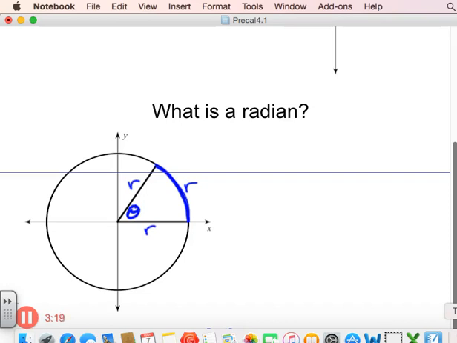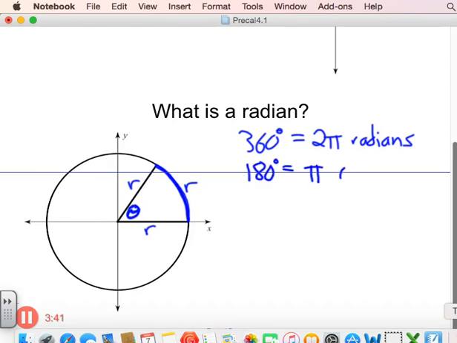And we know that a full circle, which is 360 degrees, if we're converting measurements, is 2 pi radians. So a full circle is going to be 2 pi radians. Then 180 degrees, which is half of a circle, is just pi radians.